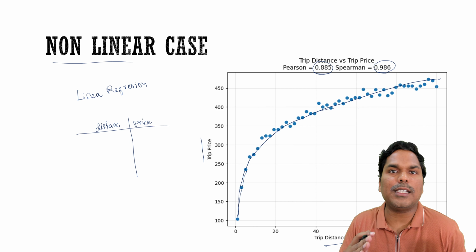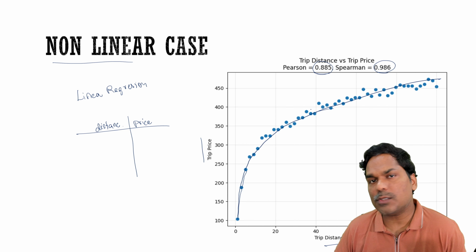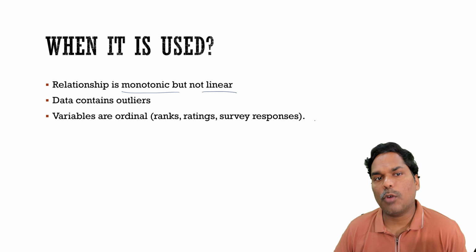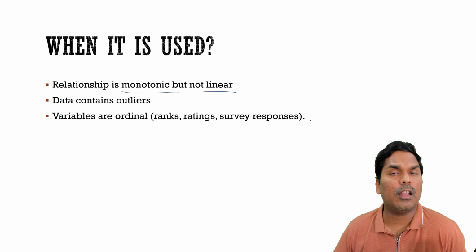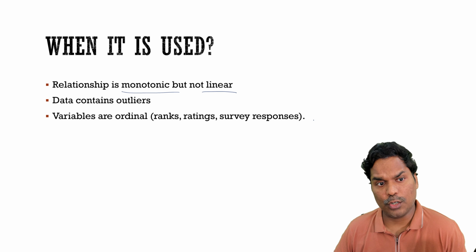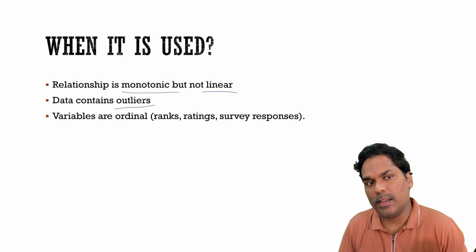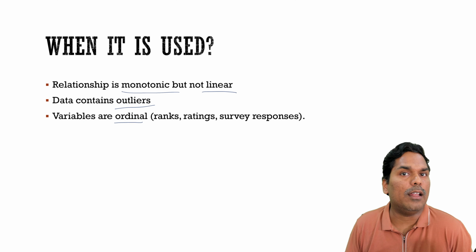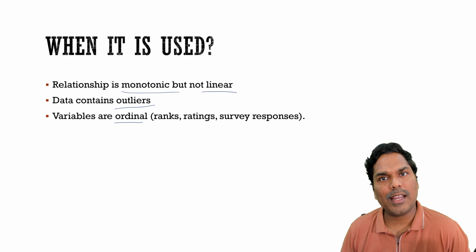Monotonic means continuously increasing, but not by the same units. If x increases, y increases, but not by the same unit. So that's what monotonic is. To measure that monotonic relation, we use Spearman's correlation coefficient. Now, when data contains outliers also, this is really helpful. And finally, when variables are ordinal, that means order, very specifically, you go and take survey ranking.